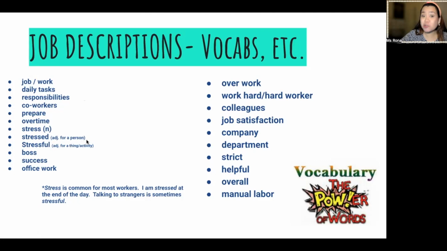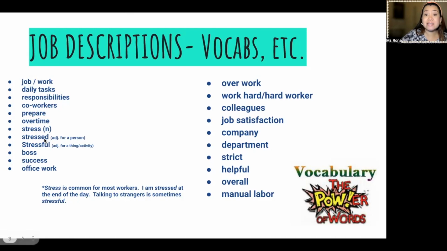Stress. Stressed. Stressful. Now, I want you to look at this. These three words, of course, are related, but it depends on the use. So the first one, stress, for example: Stress is common for most workers, or my job is giving me a lot of stress.